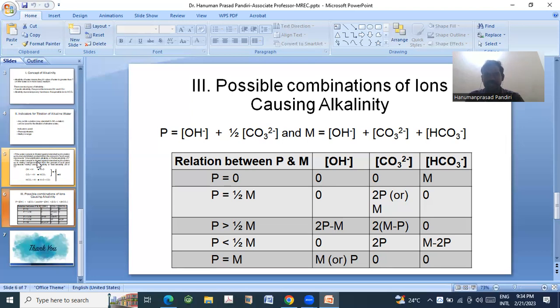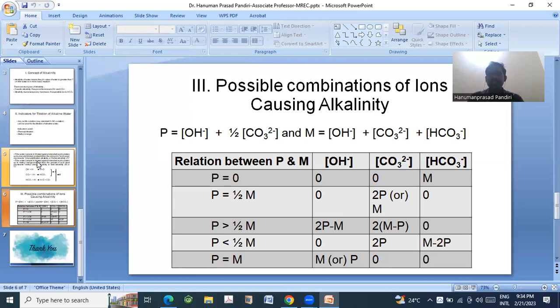And its concentration can be calculated using expressions of P and M. As I told, P equal to half into CO3 2 minus concentration. Then you will get CO3 2 minus concentration equal to 2P. And M equal to CO3 2 minus concentration. That means CO3 2 minus concentration is M. So CO3 2 minus concentration is either 2P or M. If you observe, phenolphthalein alkalinity is exactly half of the methyl orange alkalinity. And now let's go to third relation.